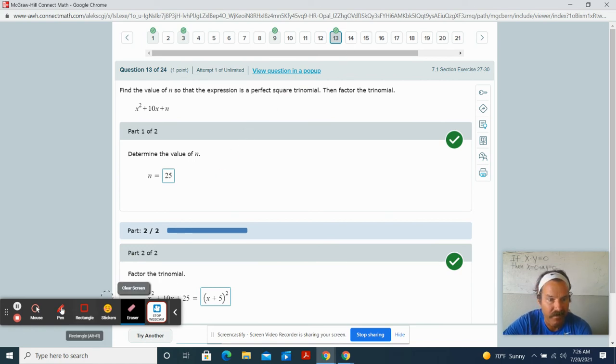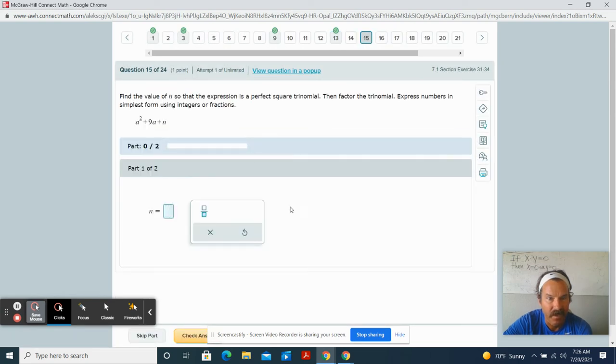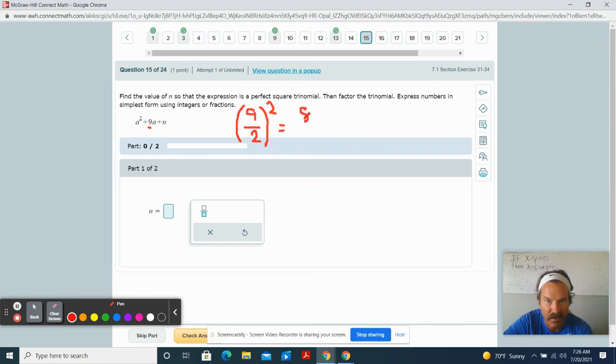Okay, let's go over 15. All right, so here's the same process. Find the value of n so the expression is a perfect square trinomial. Okay, so we take half of the middle number and square it. Now, do not go into decimals. Okay, 9 divided by 2 is 4.5, but I'm going to leave it as 9 divided by 2, and I'm going to square it. So if I square 9 divided by 2, I get 9 times 9, so that's 81.